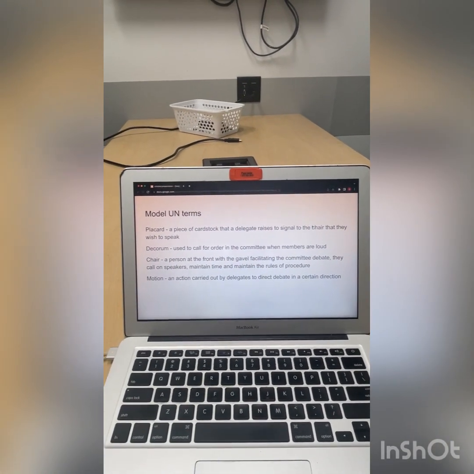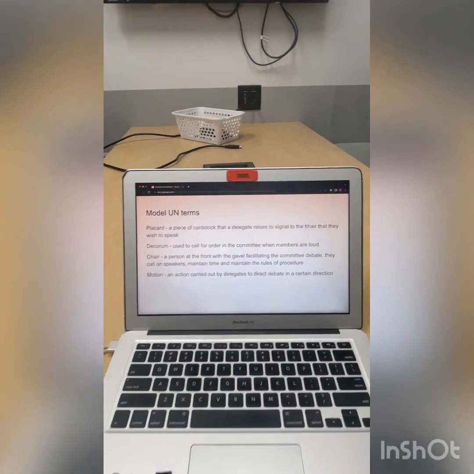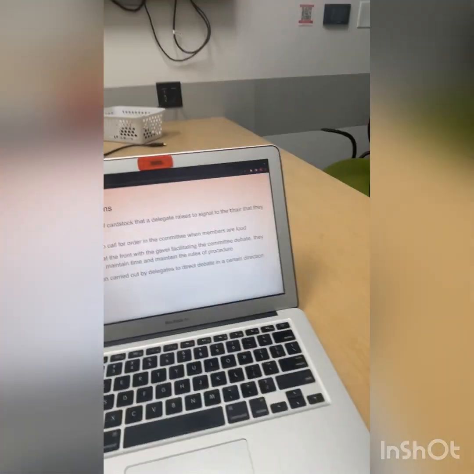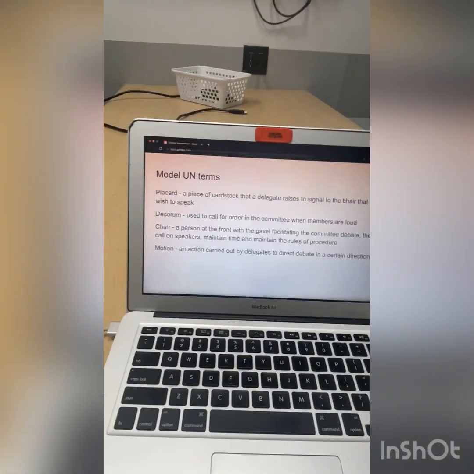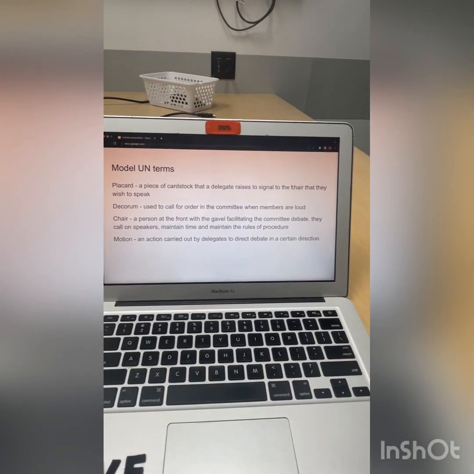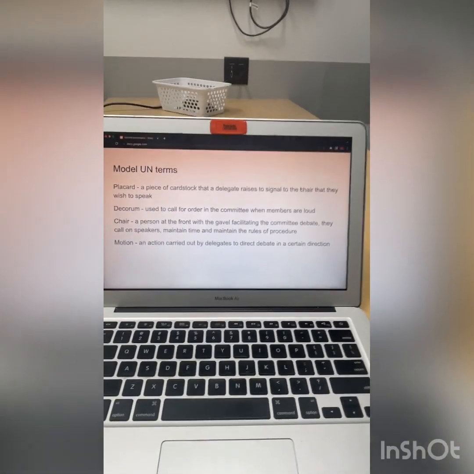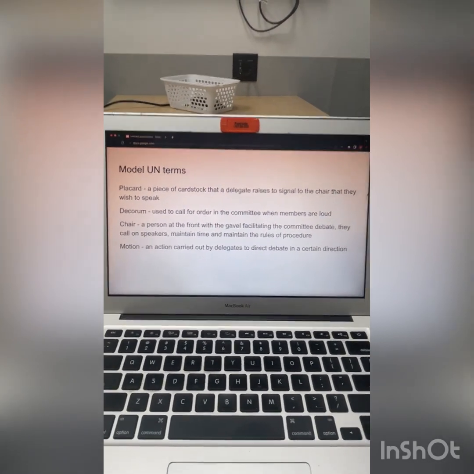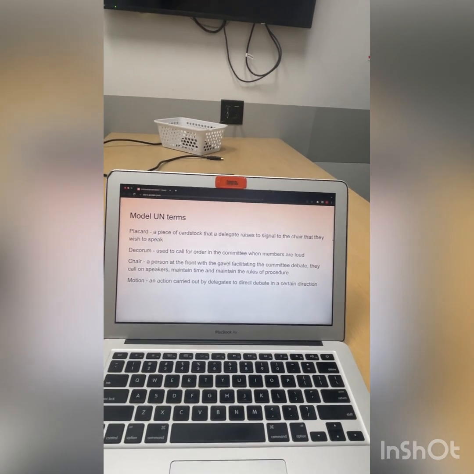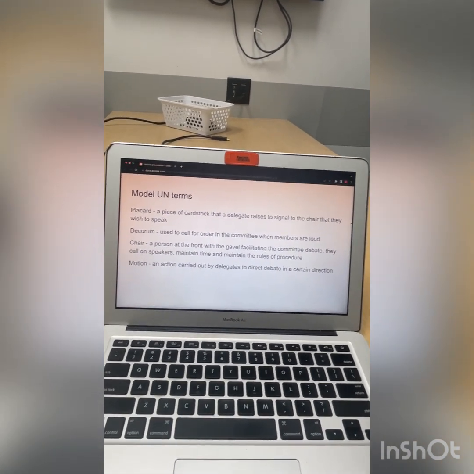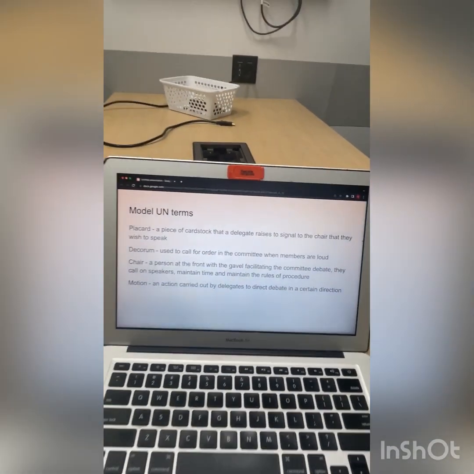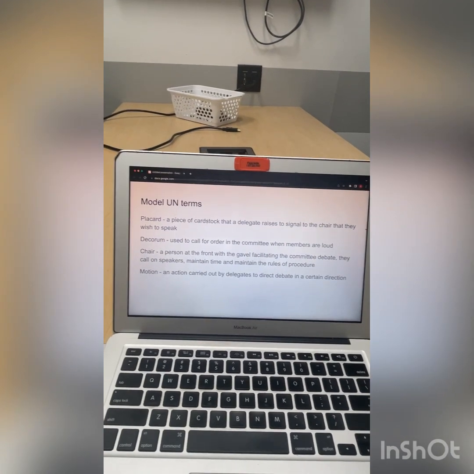Hey everyone, so today we're going to go over some basic Model UN terms and how basic Model UN procedures work. So, some common terms here are placards. It's a piece of plastic or card or just paper that you would raise up to signal to the chair that you want to speak. They have one per delegation, so if you have 3 people representing the country of Italy, then you would have 1 card stock.